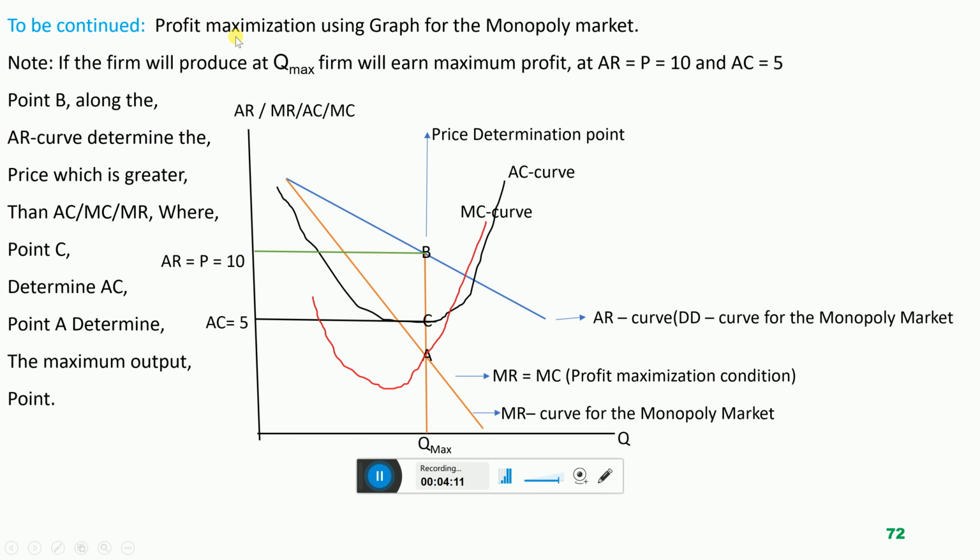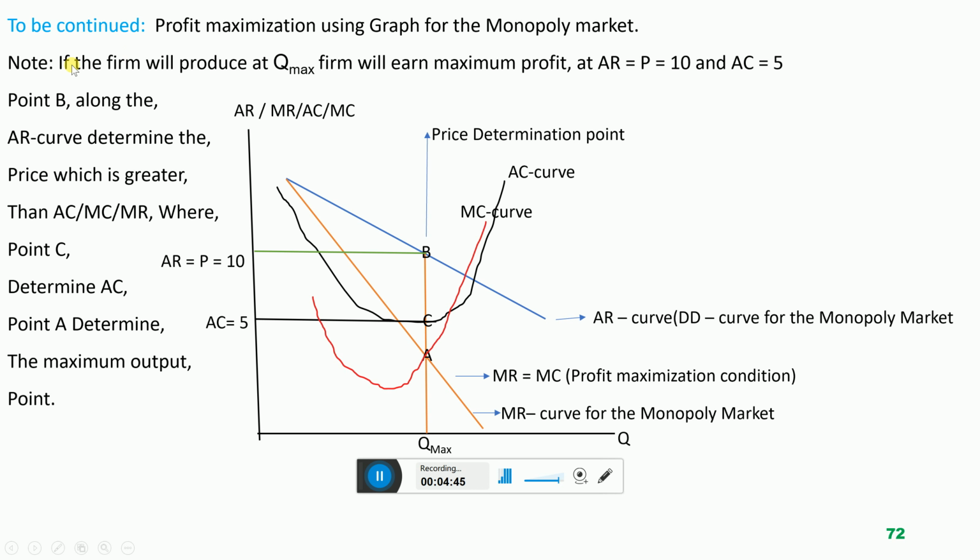Now we will learn profit maximization by graph in the monopoly market. Simply, the profit of the company will be maximum when the price of the company is greater than the average cost, the average variable cost, and the marginal cost. When price or average revenue of the company is greater than average cost, the company will earn maximum profit.